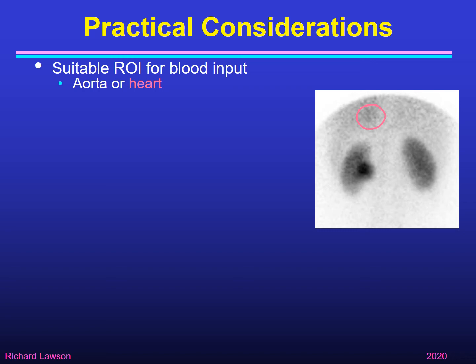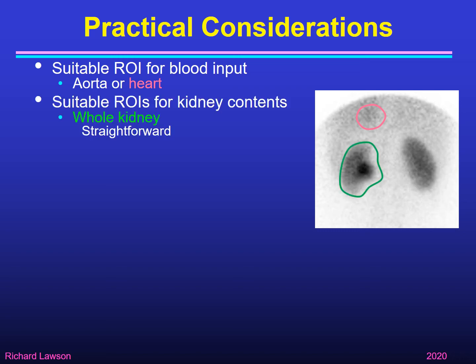But if we use the heart, we have to realize that there's going to be a small time delay between activity appearing in the heart before it enters the kidney, and if we don't make an adjustment for that, that can cause problems with the deconvolution process and cause oscillations in the data. We also need a suitable region of interest for kidney contents. The whole kidney is very easy to draw, and as long as the region is big enough to include all of the kidney, it can even be a bit bigger than the kidney region to allow for small amounts of patient movement during the study.